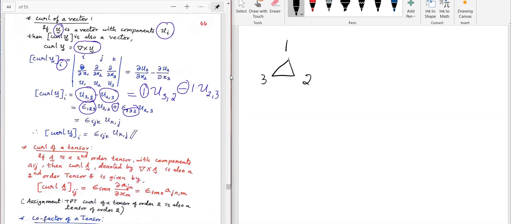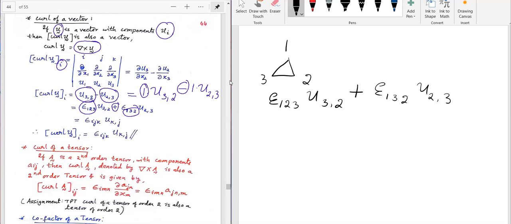Okay, guys. So that is equal to what? Epsilon 1, 2, 3, u 3, comma 2. Let me rewrite here. So epsilon 1, 2, 3, u 3, comma 2 plus, understood? Because there is one more minus sign coming from epsilon 1, 3, 2, and there is one minus sign above, so it will become plus. So epsilon 1, 3, 2, u 2, comma 3. Right? This is the first component we have written.